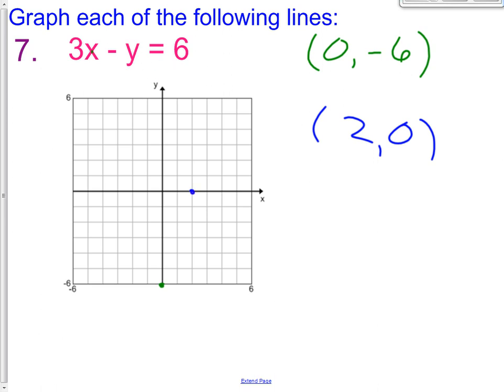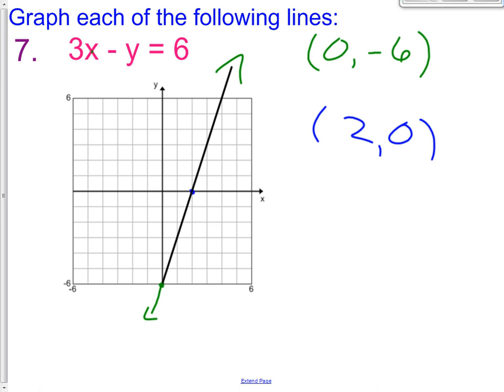Right 2, up and down 0. And now we have our line right there. We could use our straight edge. And there we have our line. Again, if you wanted to, you could just put it into y equals mx plus b form, but if you wanted to do it a little bit quicker and more efficiently, you could just use the form that they're in.